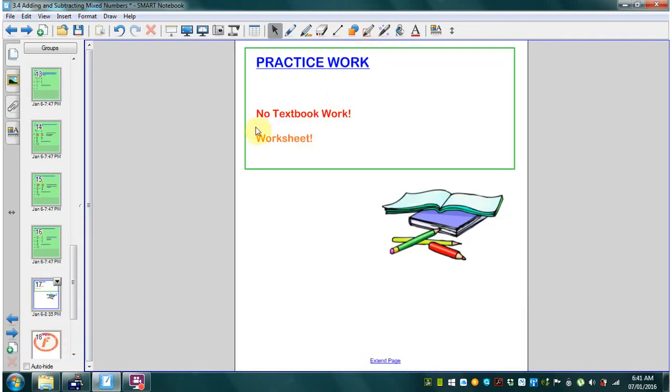Okay, so practice work today. There's no textbook work, but we have a worksheet to do. Just let me know when you're ready to get that worksheet.